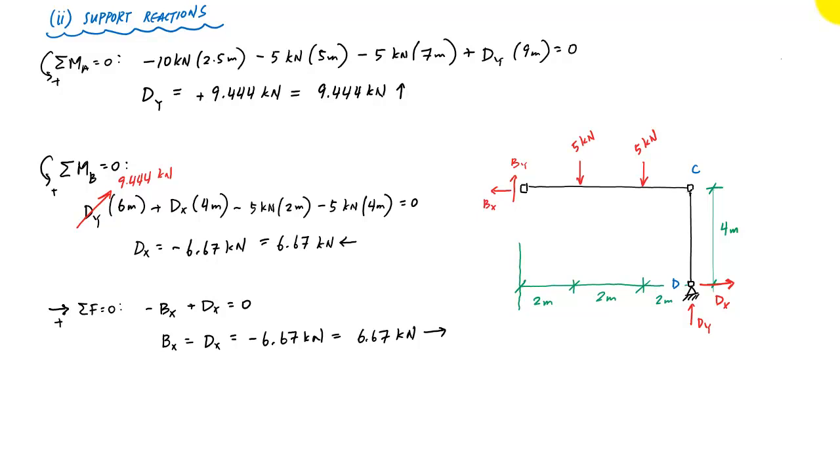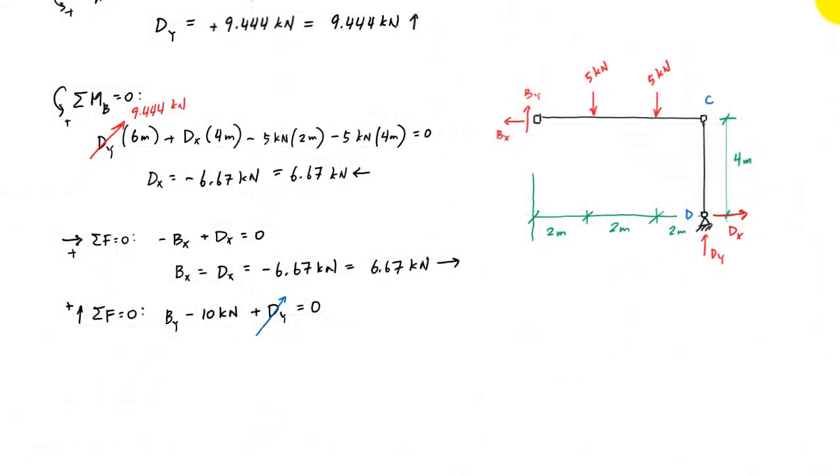And then similarly, I can sum the forces in the vertical. And here I would have by minus 10 kilonewtons plus dy equals 0. And here, dy was 9.444 kilonewtons. And now when I plug and chug, I will get that by is equal to a positive 0.556 kilonewtons, which means that, yes, the direction that I have this by drawn in is good. It's 0.556 kilonewtons pointing upwards. And so these are my results so far.